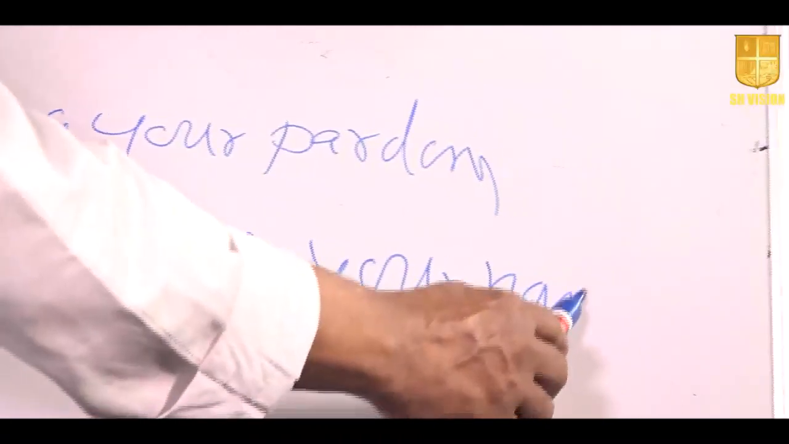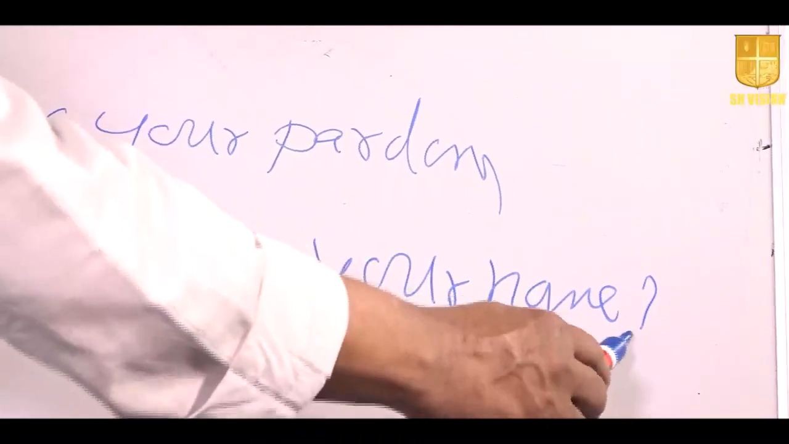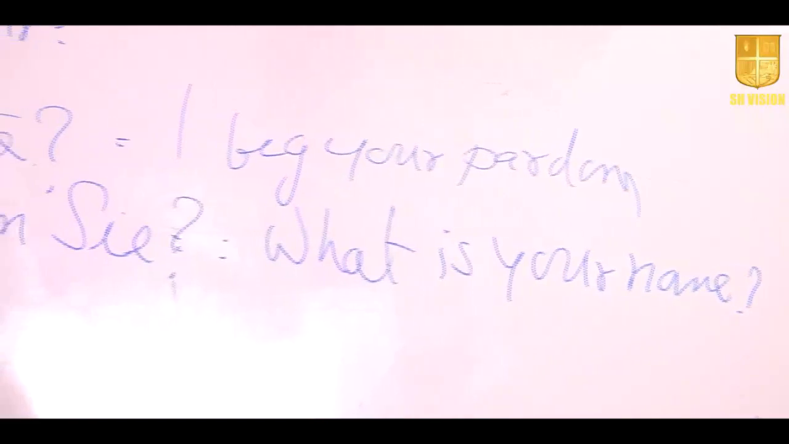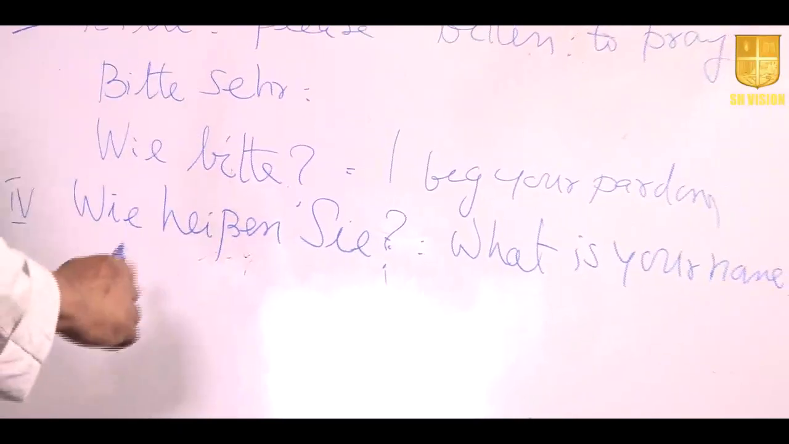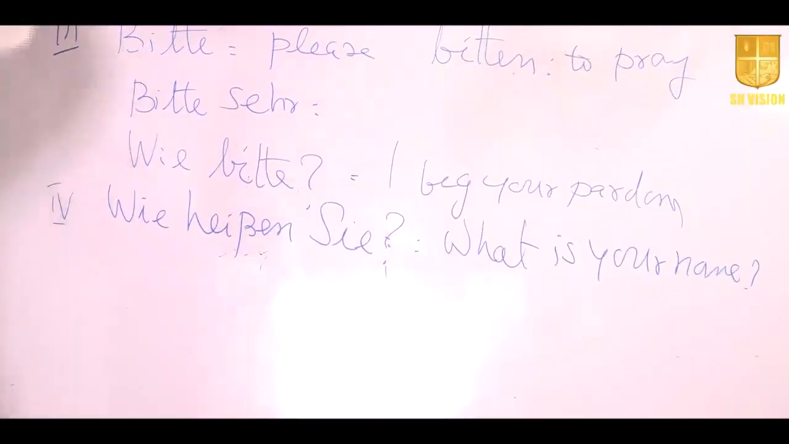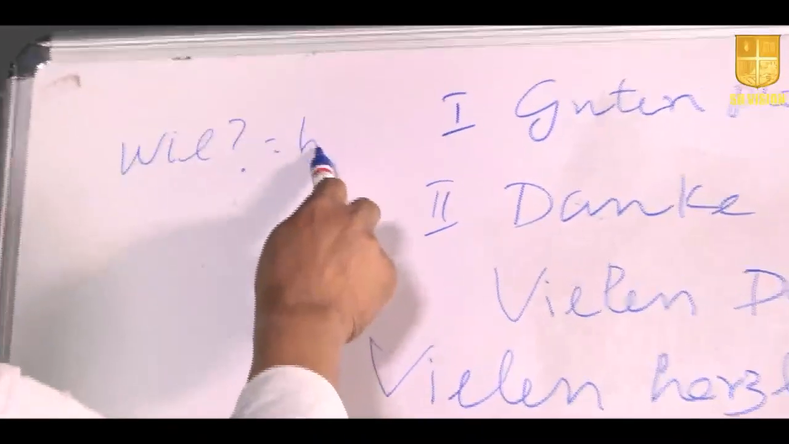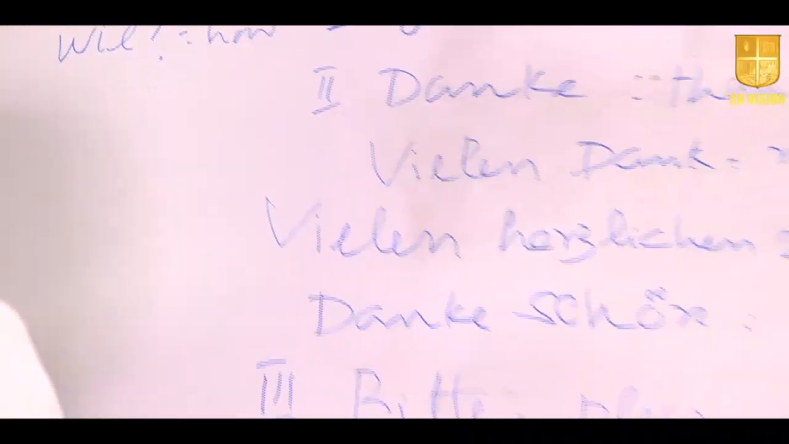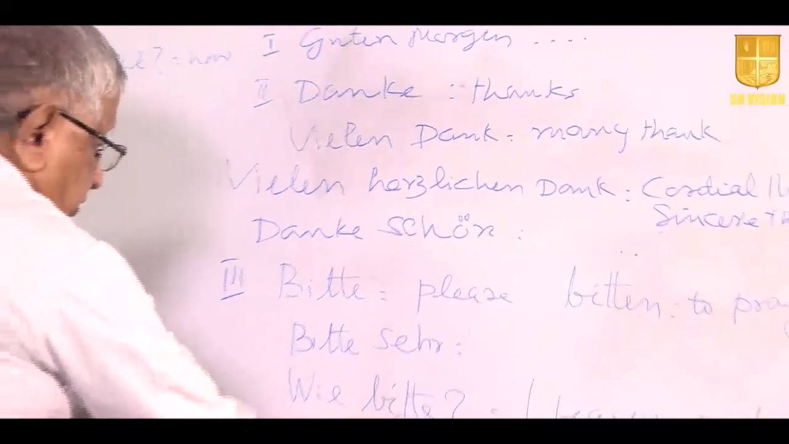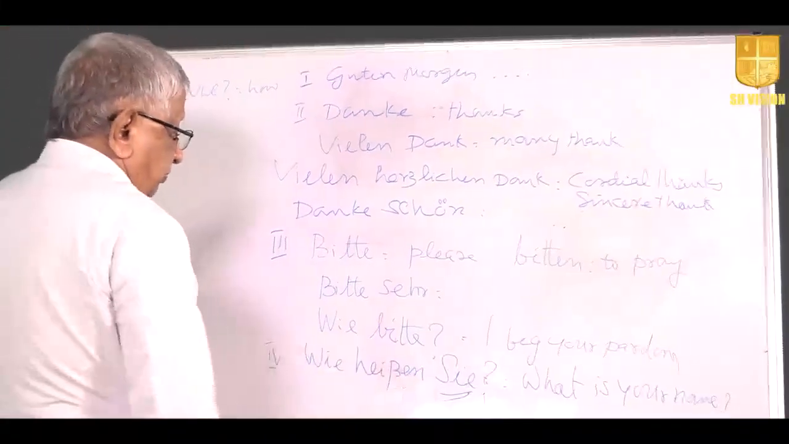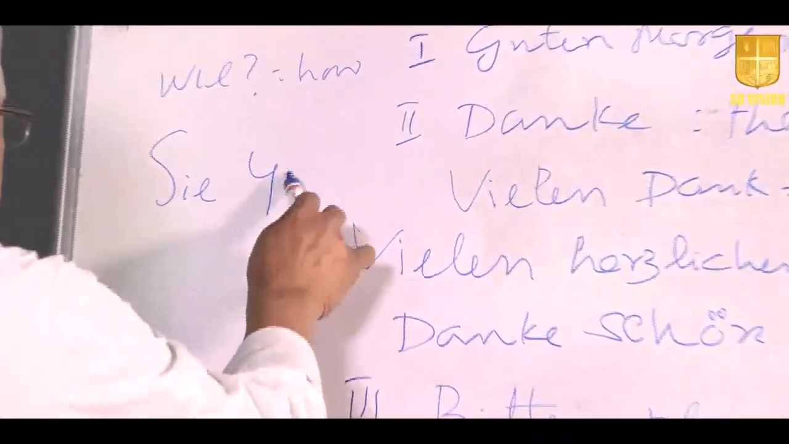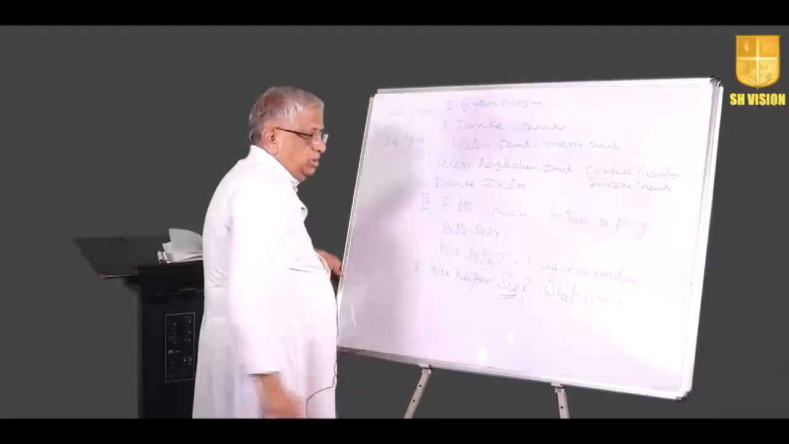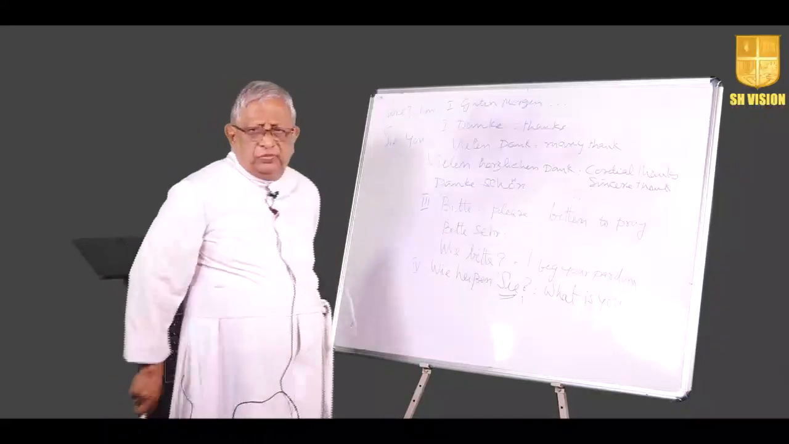Actually, the literal meaning of the sentence is, how are you called? Wie means how. So, how are you called? You note this Sie is capital S. Sie is you, respect form. The respect form of you.